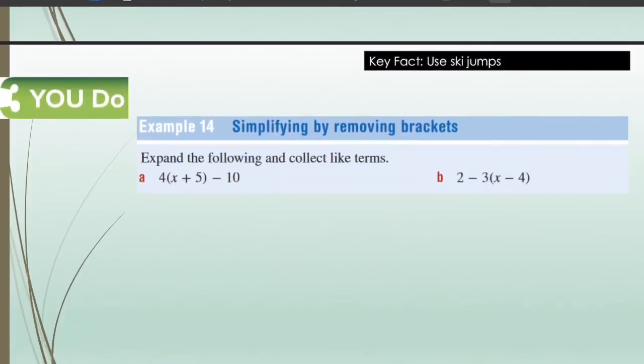Alright, this is the end goal of what we want to be able to do. We want to be comfortable with expanding brackets so we can simplify terms that include brackets. I want you guys to just have a go at these on your own, and yeah, pause the video. When you come back, I will go through them with you.